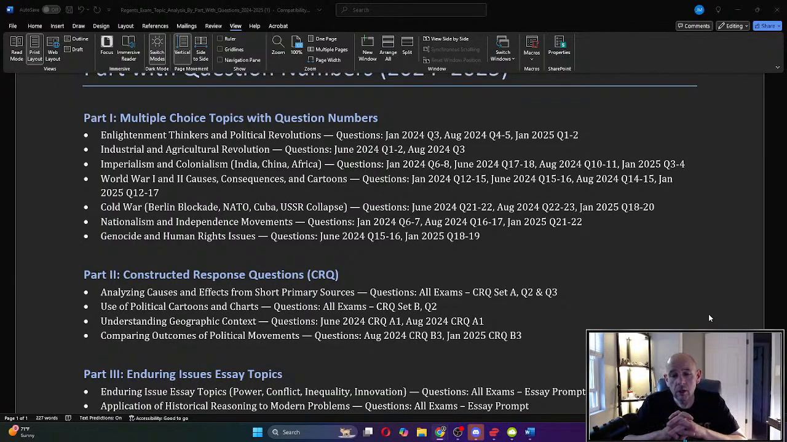But these are not really topics, right? These are the skills. I asked to find the skills that are used, like how they ask you to do it. And cause and effect is a huge part of it. Context is a huge part of it. The type of sources, being political cartoons and charts, is a huge part of it.